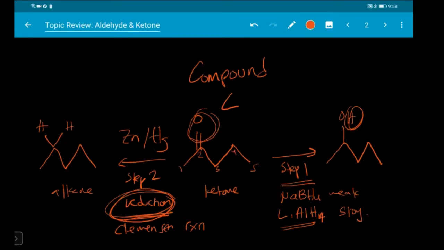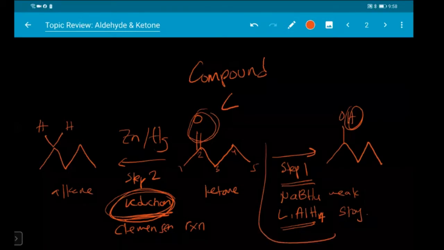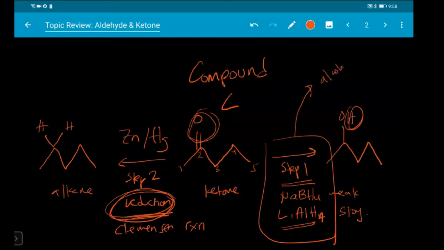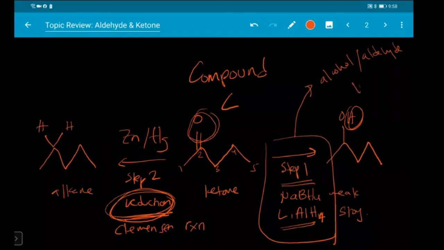Alright, so just so you know that, okay, reduction ni, tapi the most common one if you ask me, the most common one will be this one. Kenapa saya selalu highlight kat sini? Pasal ini dia kaitkan alkohol, aldehyde dengan carboxylic acid. Aldehyde ketone dengan carboxylic acid.